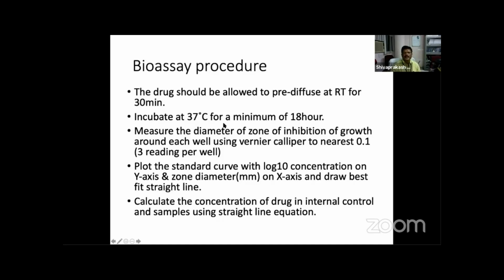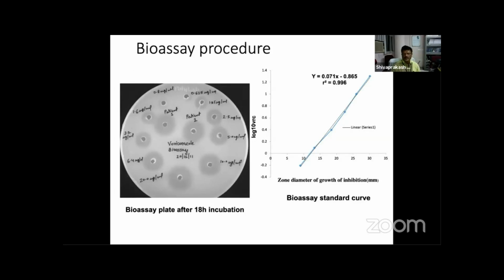Then you have to leave it for at least 18 hours and then you can measure the zone of inhibition. Multiple people should read it, and then plot the log10 concentration on the y-axis and zone diameter on the x-axis, depending upon your internal controls and sample, and using a straight line equation you can draw. This is how it appears when you do a bioassay procedure.